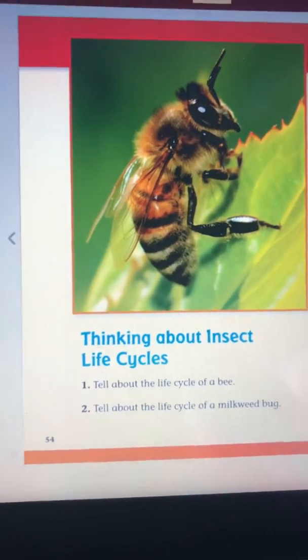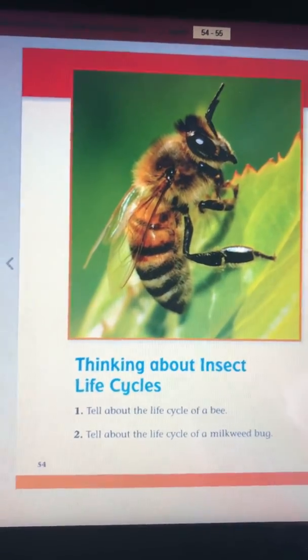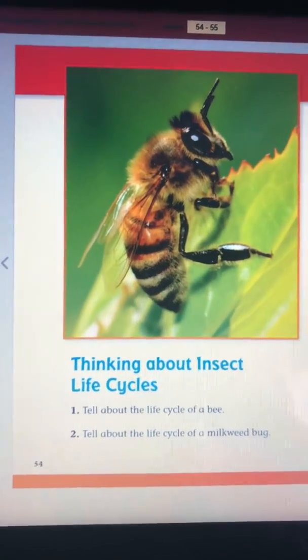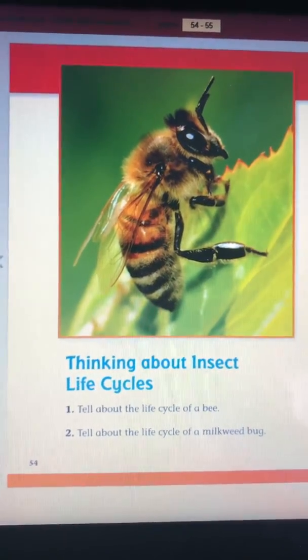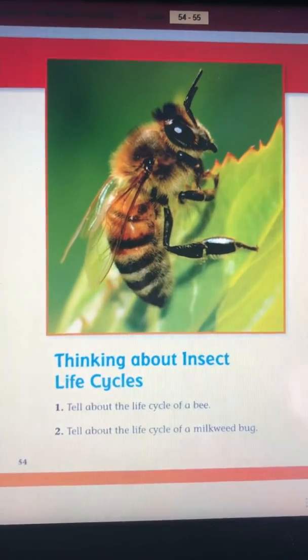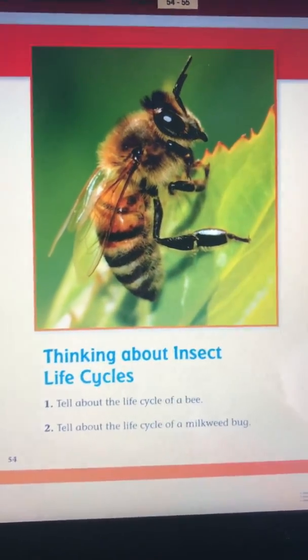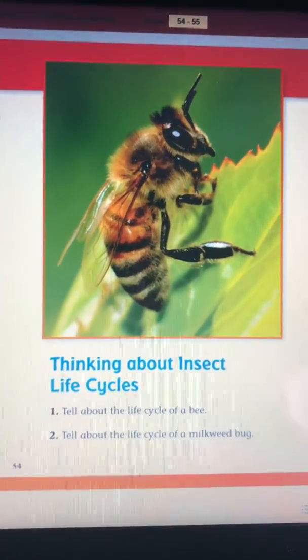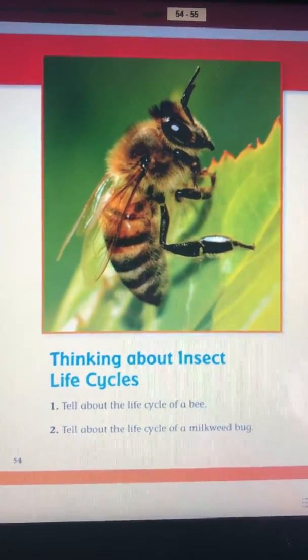And 2 questions. Thinking about insect life cycles. Number 1, tell about the life cycle of a bee from what we just read. You can go back and re-listen to that part if you need some help. And number 2, tell about the life cycle of a milkweed bug.